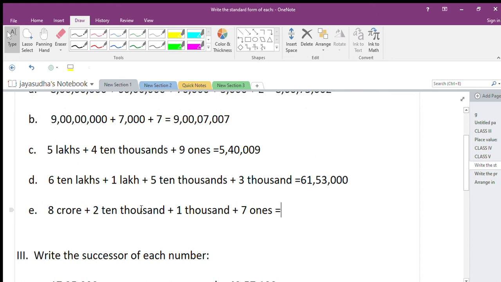Next, you move on to the next sum. This is 8 crore. So 8 crore. Then what about the lakh period? The lakhs period is missing, so you put two zeros for the two place values. Then move on to the thousands. 2 ten thousands means 20,000. Again one more thousand here, 20,000 plus 1,000, 21,000. Here the hundreds place and tens place are missing, so instead of the missing places, you put zeros. The ones place is what? 7. So 8 crore 21,007. Do you understand, children?